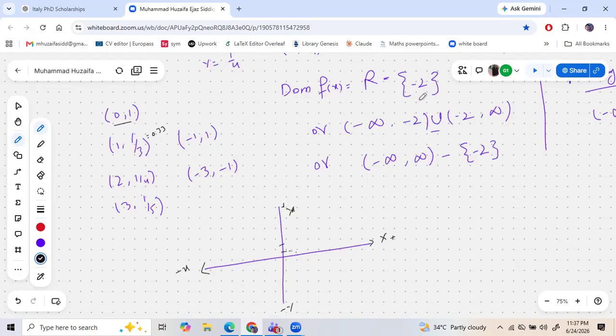So suppose our point is here. When x is 2, y is 1 over 4, and you know this is 0.25. So this is the point for x equal to 2, and the next one, when x is equal to 3, is 1 over 5, and here is the point. For the minus 1 and 1, when we put x equal to minus 1, we have the point here.